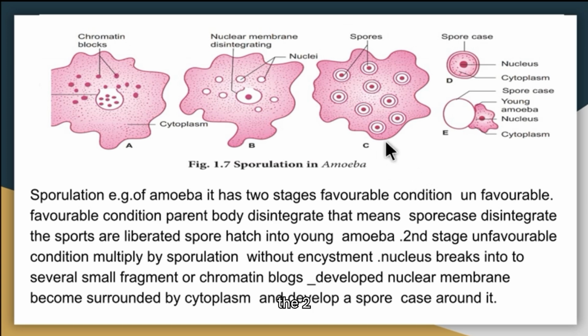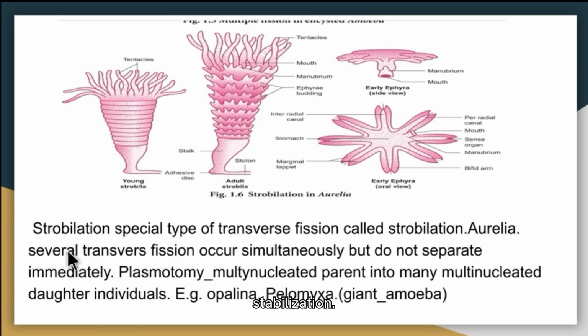The two processes occur. One is the favorable condition. This one is the unfavorable condition. These are called sporulation in amoeba. Next one, Strobilation. Page number 4.